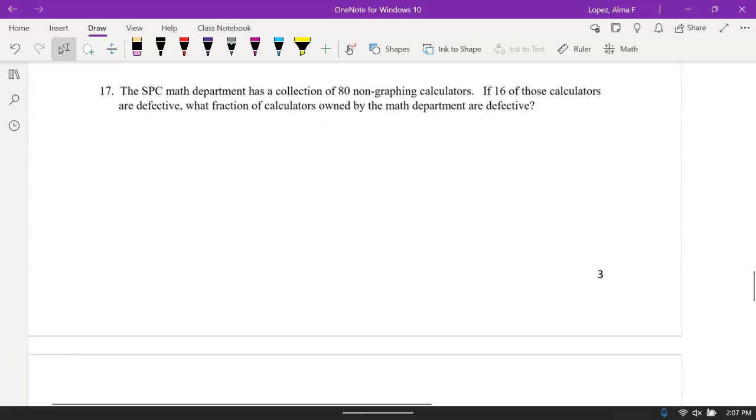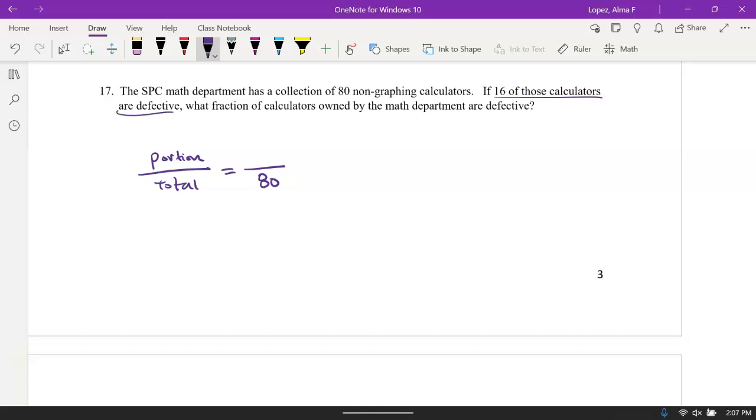Now, on number 17, the SPC Math Department has a collection of 80 non-graphing calculators. If 16 of those calculators are defective, what fraction of calculators owned by the department are defective? So we need a portion that we're describing over the whole. What is the total? What is the total number of calculators that we had? We have 80 total, and we know that a portion of them, in this case, we're wanting to talk about the fact that 16 of them are defective. So I'm going to put the 16 up here.